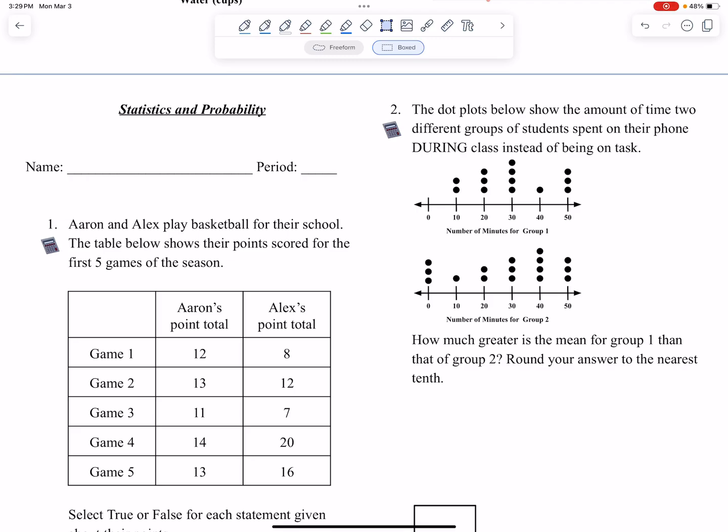Alright, everybody, welcome back. So now I'm going to be focusing on 7th grade. And lastly, because I've been doing this alphabetical, I'm going to finish off with statistics and probability, which I know is not our favorite, a lot of us, but it's not that bad.